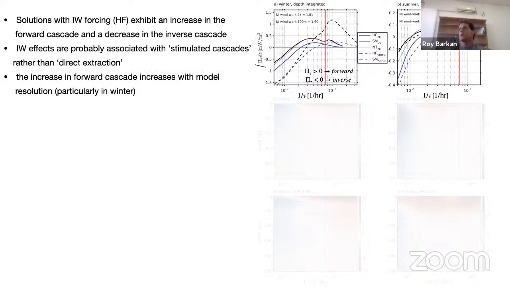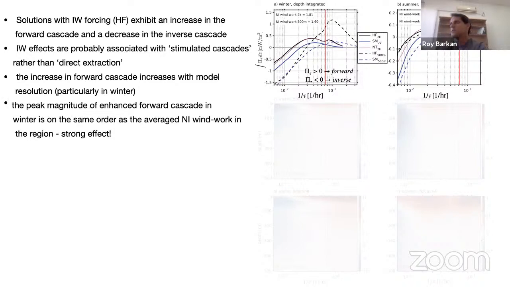The increase in forward cascade increases with model resolution, and probably the most obvious example is what happens here during winter. You can see that clearly the forward cascade in the solution with the waves is much larger, and the magnitudes here are pretty large. We're talking about 1 milliwatt per meter squared, which is comparable to the regionally averaged near inertial wind work in this region. So this is not a small effect. It seems to be pretty important.